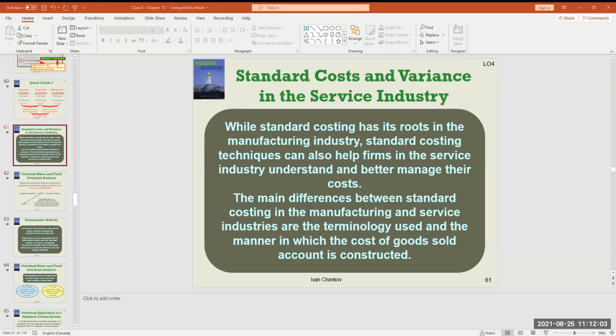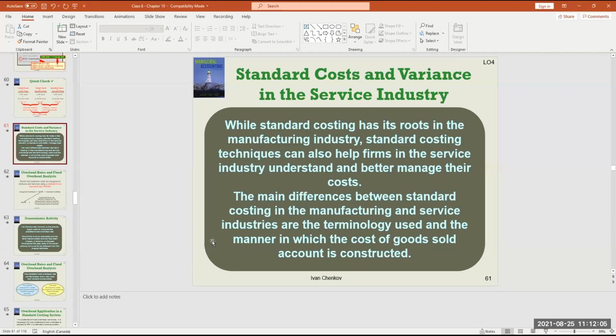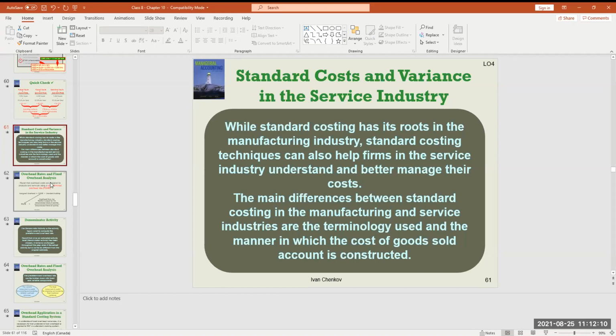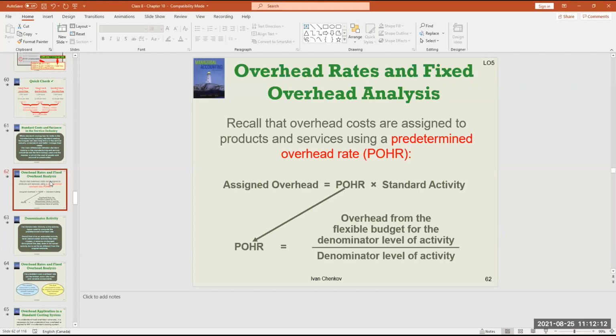So far, we did variance analysis for direct material, direct labor, and variable manufacturing overhead. So the question is, what are we going to do with the fixed manufacturing overhead, and how are we going to calculate the variances for the fixed manufacturing overhead?